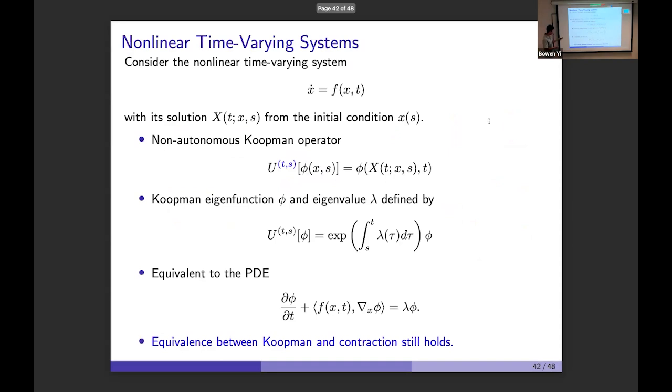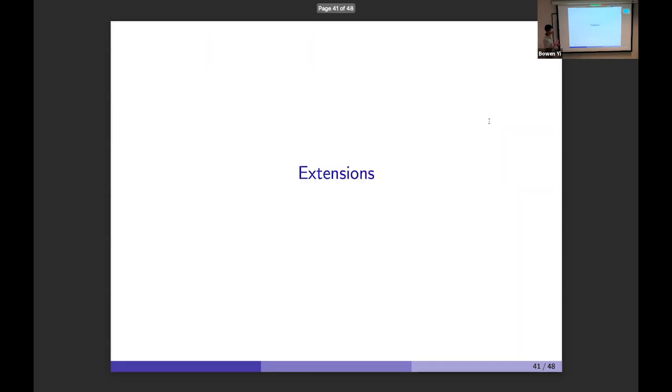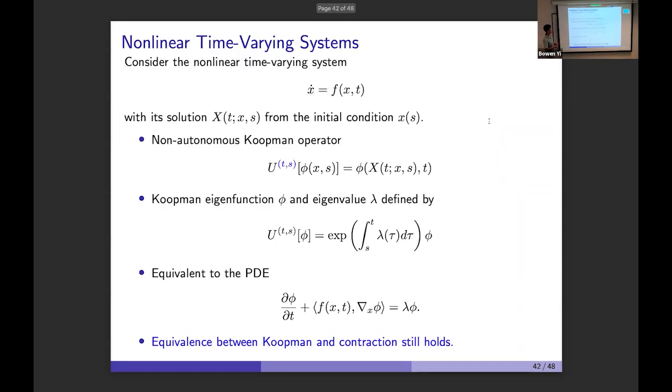So at the end, let me talk a little bit about the extension to more general cases of the proposed equivalence. In the previous result, we considered the autonomous system, and our result can also be done for time-varying systems. We consider the model ẋ = f(x,t). So here we have the dependency on time t. And the solution is denoted as capital X, from the initial state x at the initial moment, to the current moment t.